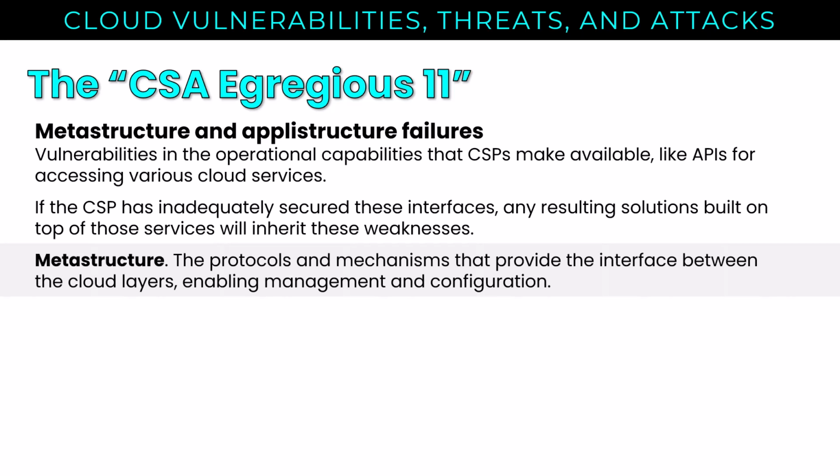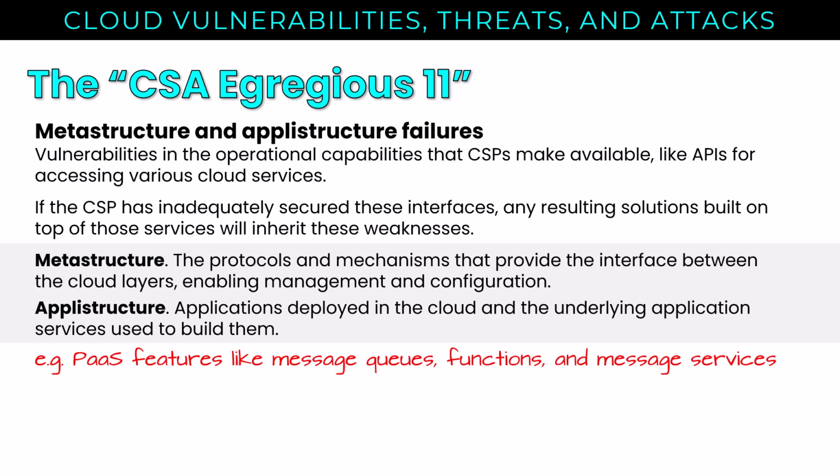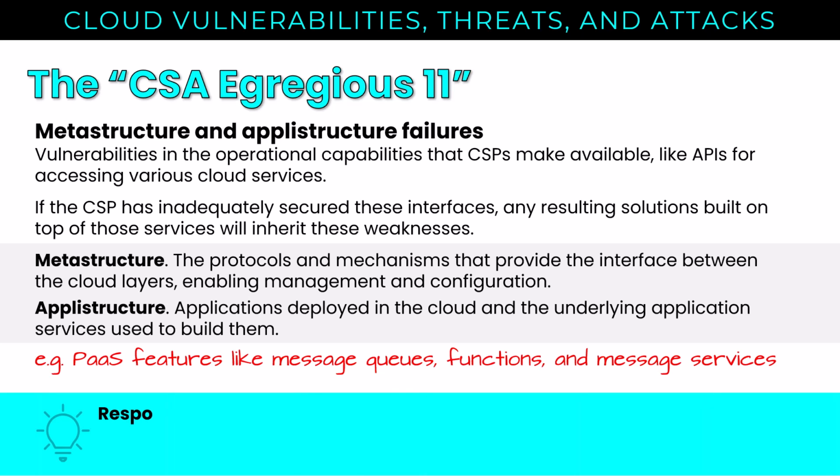So metastructure are the protocols and mechanisms that provide the interface between the cloud layers, enabling management and configuration. Applistructure are applications deployed in the cloud and the underlying application services used to build them. An example would be in platform as a service features like message queues or functions that drive automation when triggered, or messaging services of various sorts, where the CSP is providing a great deal of functionality that we can leverage through simple deployment. So who would be responsible in a situation like that?